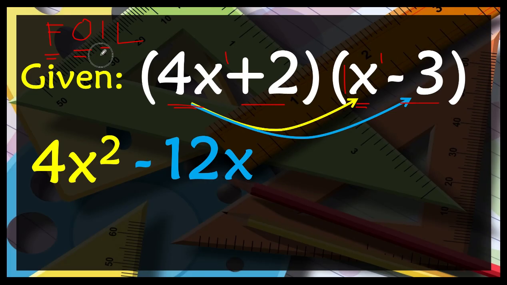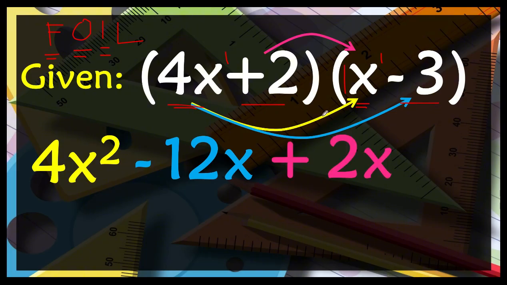Doon naman tayo sa inner term. Kung outer yung dalawang nasa labas, yung inner naman natin yung dalawang nasa loob. So, that is positive 2 times x. So, positive 2 times 1 is positive 2. And then, copy x. Kaya po siya naging 2x. Okay? So, again, 2 times 1 is 2. And then, copy lang si x kasi wala namang x tong kabila. Okay, so we're done with the inner term.